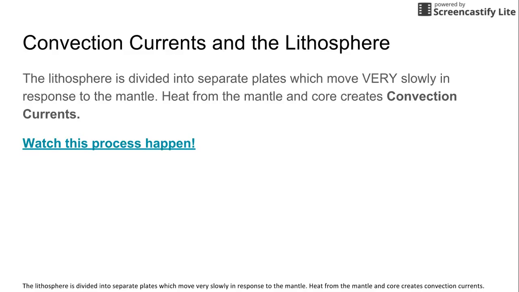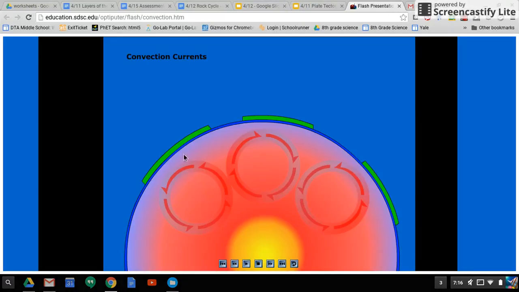The lithosphere is divided into separate plates which move very slowly in response to the mantle. Heat from the mantle and core creates the convection currents that we just saw. If we watch this process happen, we can see these green plates sliding across. These cracks are where that molten lava can come through, and that's where mountains can be built, and these convection currents are constantly moving.